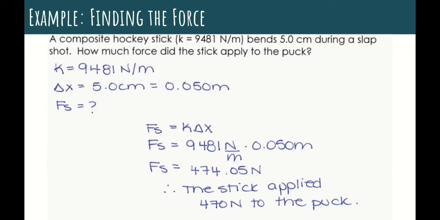So we're going to have the spring constant, 9,481, times the distance in meters that the spring was moved, so 0.05 meters. It's going to tell us that the stick applied 470 newtons of force to the puck.